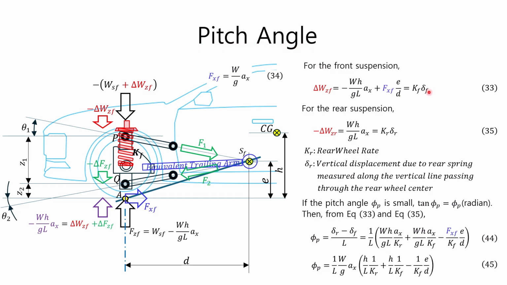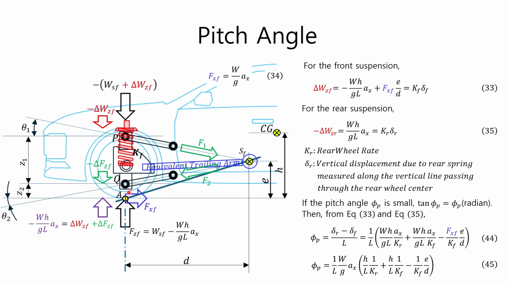By determining the wheel displacements of the front and rear wheels, we can calculate the pitch angle when braking force is applied. The front spring displacement was previously calculated using equation 33, and the rear spring displacement could also be calculated from equation 35 using the previously determined vertical dynamic load of the rear spring, delta WZR. In equation 35, Kr represents the rear wheel rate, and delta R represents the rear spring displacement measured along the vertical line passing through the center of the rear wheel.